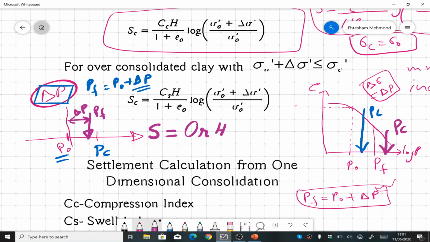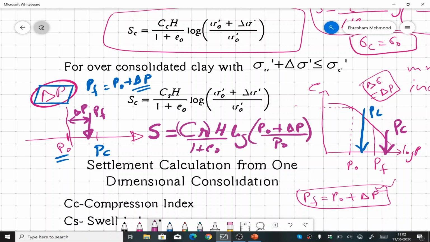So this is CR, that is the recompression index, into H, the thickness of the clay layer, over 1 plus e naught, into log of P naught plus delta P over P naught. So this is the case once the delta P is small enough, that means it is lesser than PC. So in this case, settlement will be calculated by this formula.